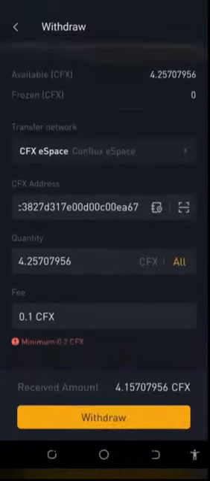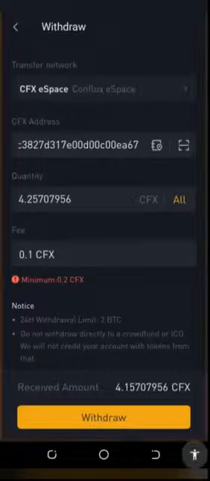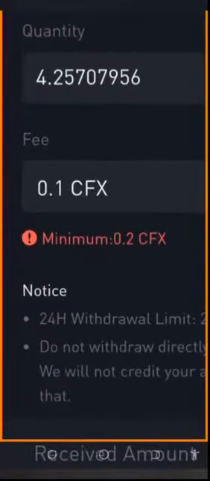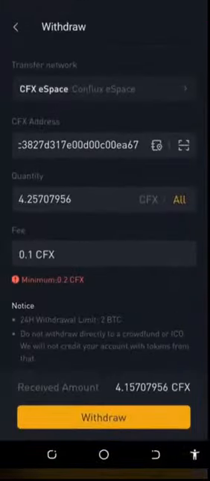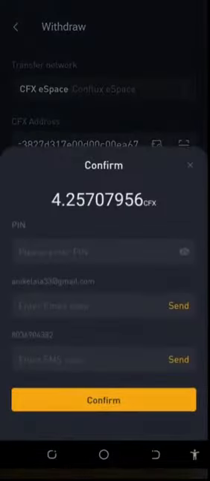Everything looks good. What do we get? 4.15. Good. I knew we're gonna lose some money, but that's fine. The fee is 0.1 CFX. Okay, great, no problem. As long as I get my money out. I mean, all we were just doing was risking $1, right? So let's go ahead. It says what? What did it say? Okay. So I'm just gonna put in all my details and I'll see you on the other side.